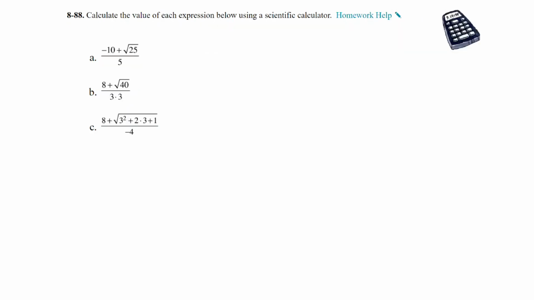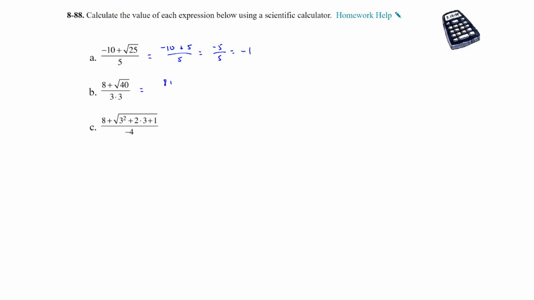Question 88. Calculate the value of each expression below using a scientific calculator. So on the first one here, we could use a scientific calculator, but we can actually do this one without, because the square root of 25 is 5. So we have negative 10 plus 5 divided by 5. Order of operations, we need to simplify the numerator first. And then we can take negative 5 divided by 5, which is negative 1.